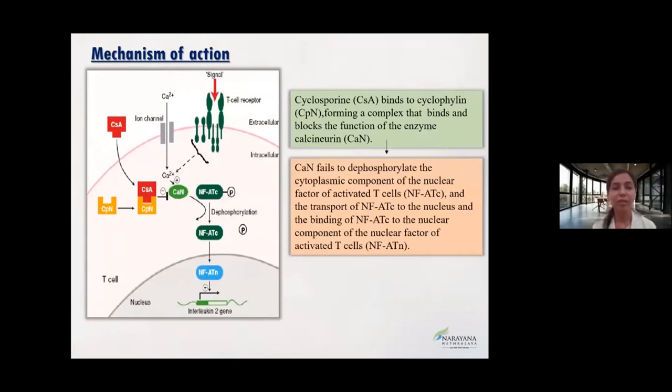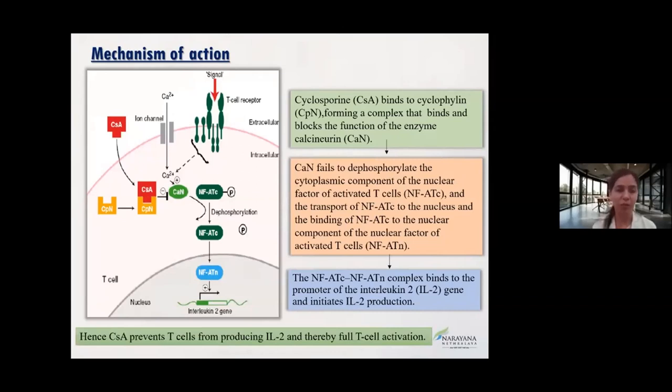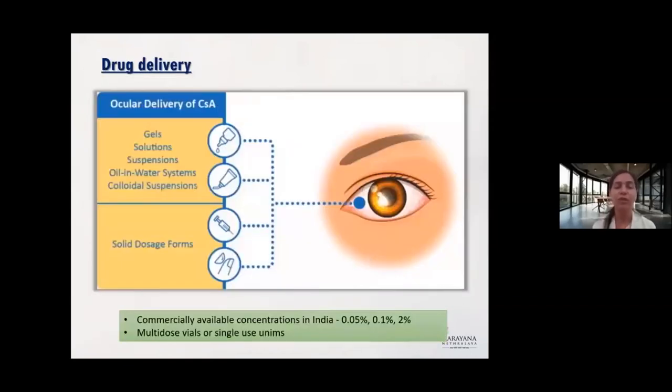So how this acts is that it prevents the dephosphorylation of the activated T cells. And those activated T cells are actually very important as a promoter of the interleukin-2 gene, which initiates the interleukin-2 production. So hence the cyclosporin A prevents the T cells from producing interleukin-2 and thereby a full T cell activation. And we know that interleukin-2 is very important in our immune function.